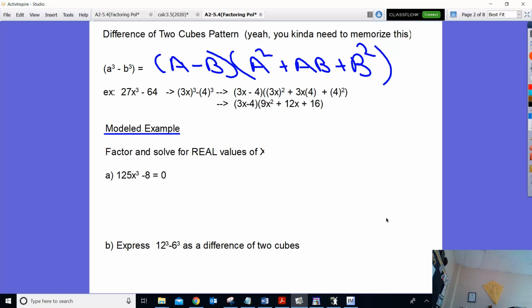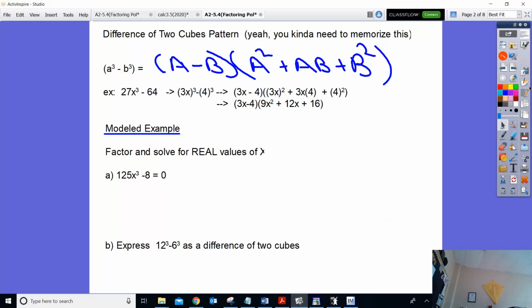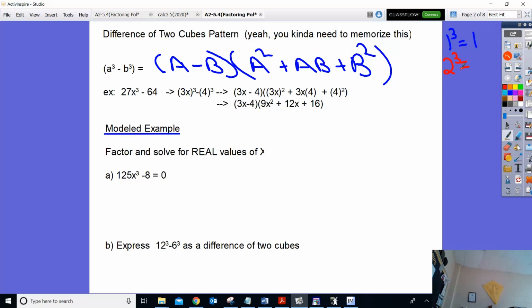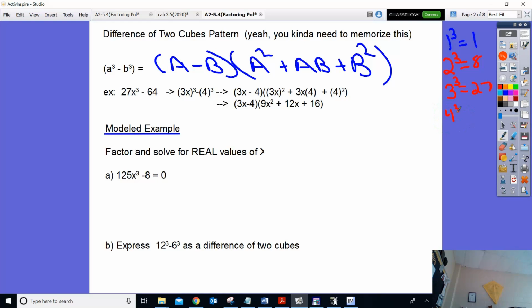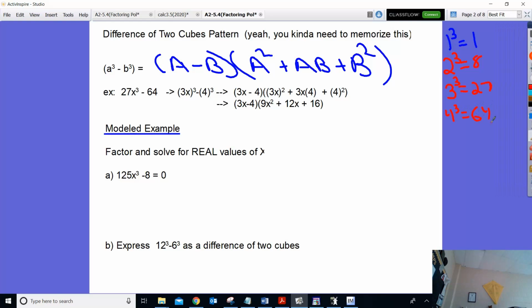Now, one thing I did in another class, which probably makes sense for y'all: nobody really goes past 1 through 10 when it comes to cubes. Sometimes they do, for the most part they don't. What's 1 cubed? 1. If you don't know these, you might make a list. I'll change the color over to red so you can see it. 2 cubed is 8. 3 cubed is 27. 4 cubed is 64. 5 cubed? 125.